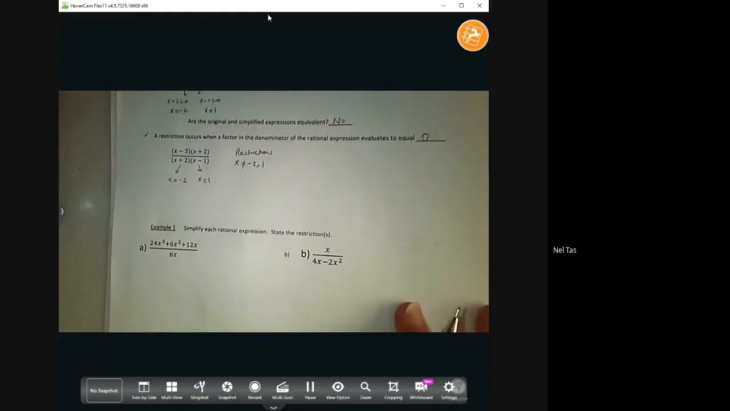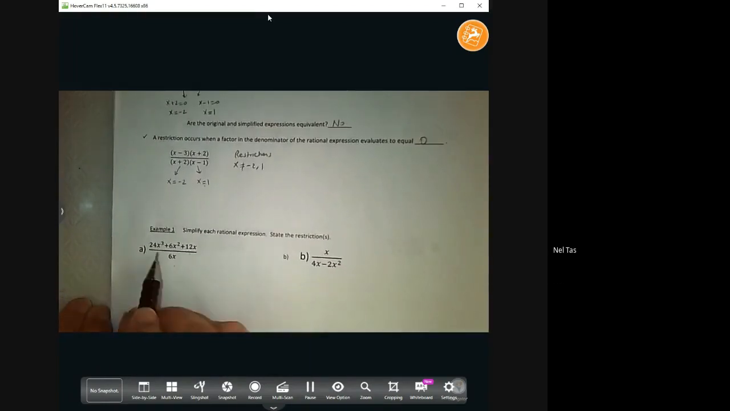So let's get some examples. Simplify each expression. So A, and we are also going to state the restrictions. We have 24x cubed plus 6x squared plus 12x over 6x. When you look at the numerator, we see that 6x is a common factor. If you factor that out, you get 4x squared plus x plus 2.